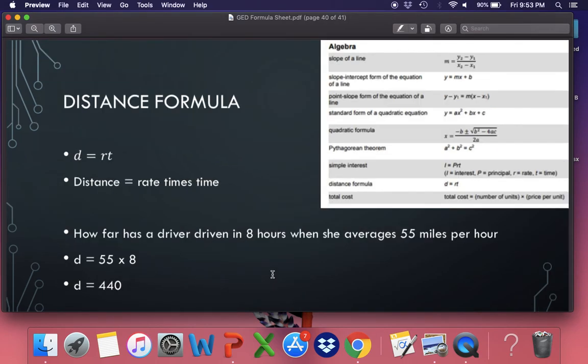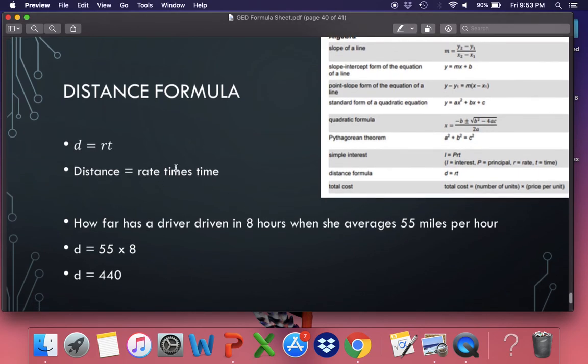Distance is rate times time. How fast you're going or how fast you're moving times the time period you're using. If it's miles per hour, your rate is miles per hour and your time is in hours. So how far has a driver driven in 8 hours if she averages 55 miles per hour? 55 times 8 is 440.